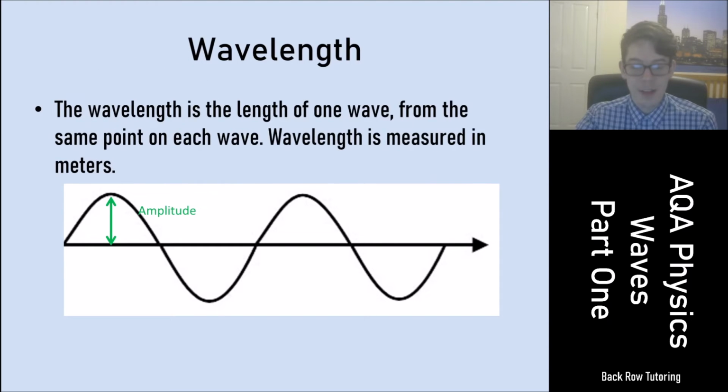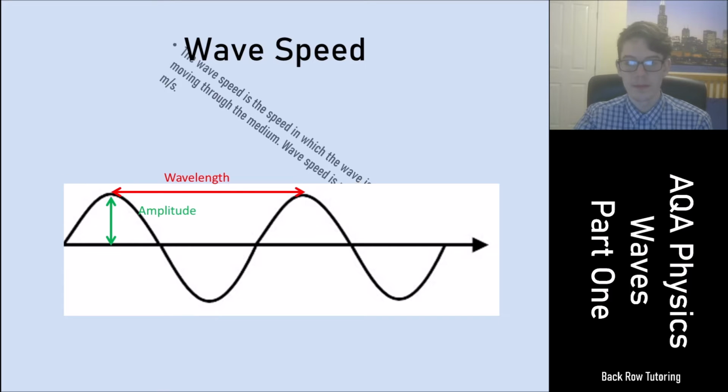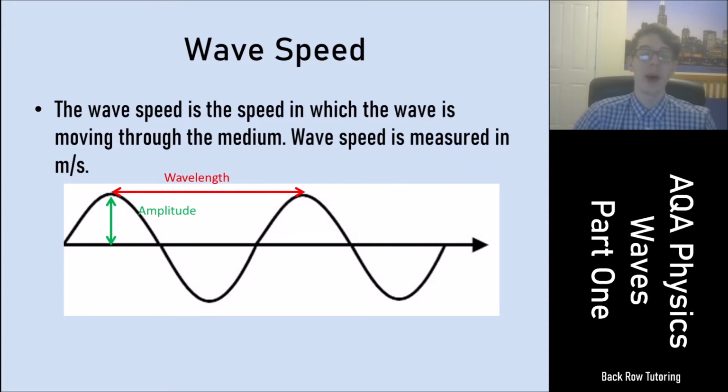The wavelength is the length of one wave from the same point on each wave. Wavelength is measured in meters. Next, we're going to have a look at wave speed. The wave speed is the speed at which the wave is moving through the medium. Wave speed is measured in meters per second.